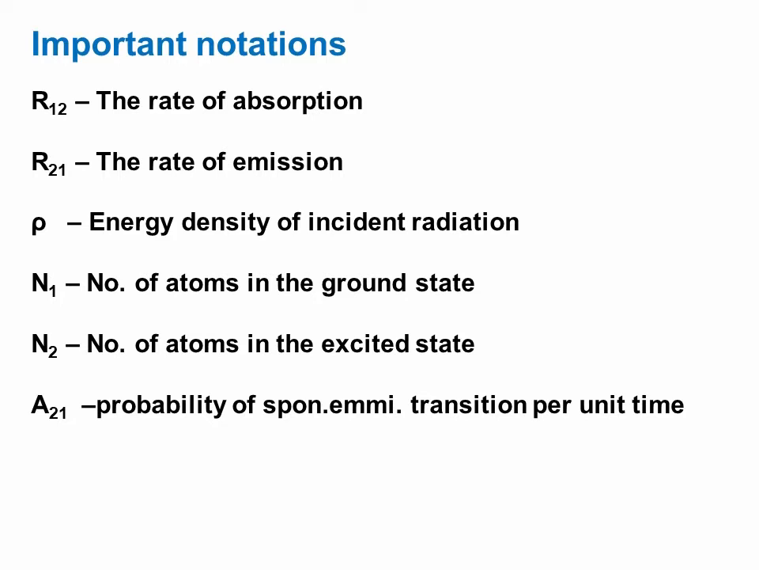Then A21. A is Einstein's coefficient, that is the probability of spontaneous emission transition per unit time. This is a constant A21. 21 refers to emission. So, A is spontaneous.